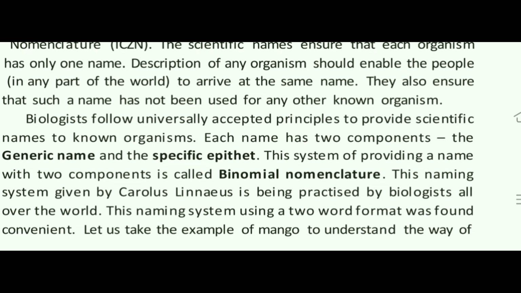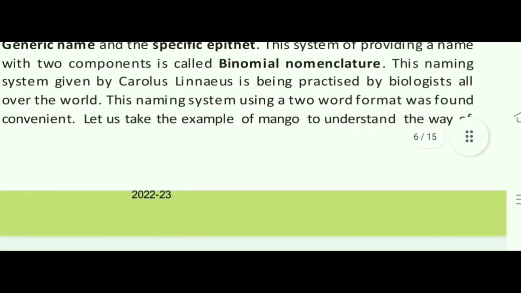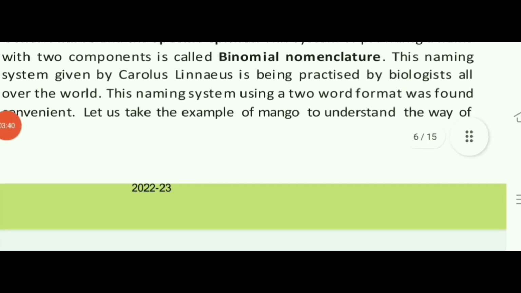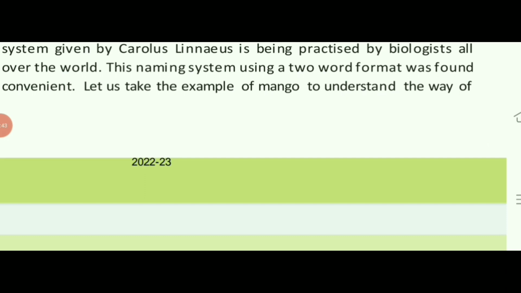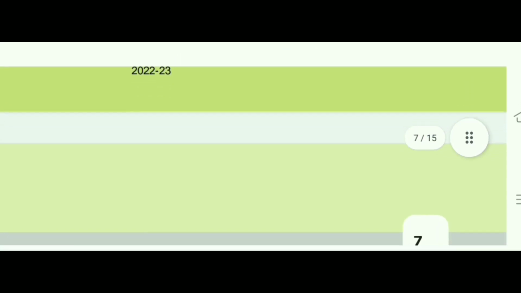The scientific names ensure that each organism has only one name. Description of any organism should enable people in any part of the world to arrive at the same name. They also ensure that such a name has not been used for any other organism. Biologists follow universally accepted principles to provide scientific names to every organism. Each name has two components, the generic name and the specific epithet. This system of providing a name with two components is called binomial nomenclature. This naming system given by Carolus Linnaeus is being practiced by biologists all over the world. This naming system using a two-word format was found convenient.